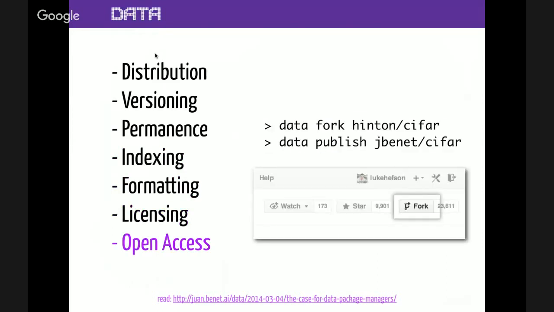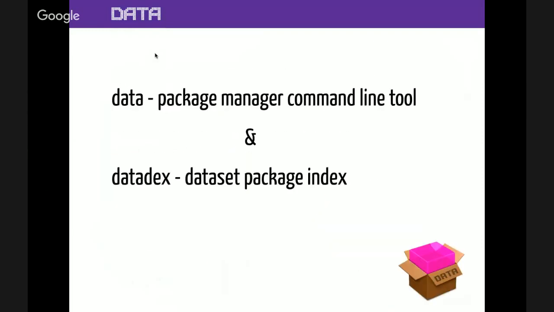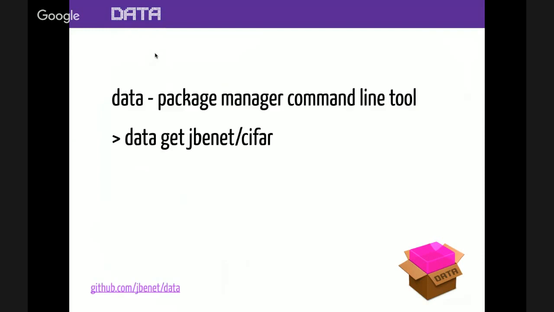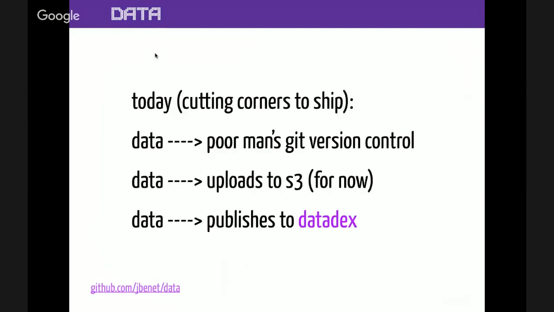So there's a lot of ways in which software collaboration has improved in ways that data collaboration has not. And so back then, I started working on a thing called data and data DAGs. So data was like this package manager thing, and data DAGs was just this index. And yeah, the goal was to just get it to be as easy as publishing code, but for data.